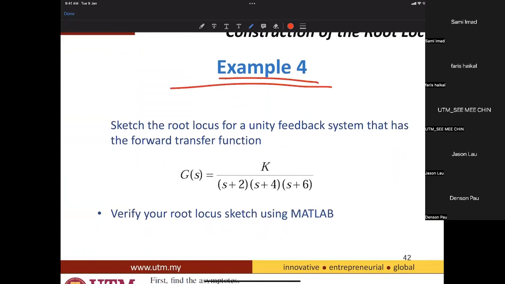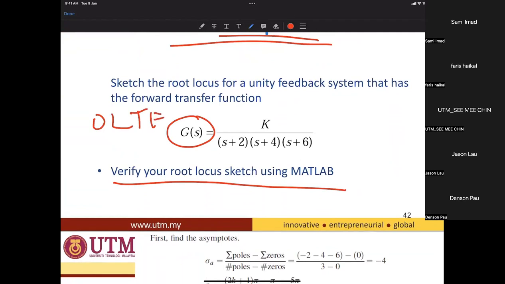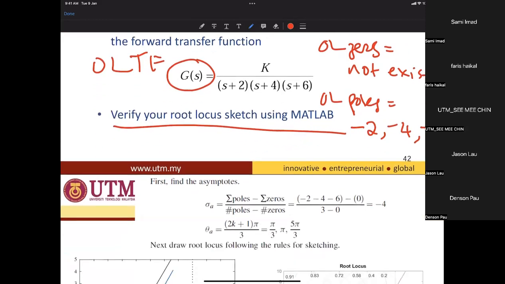Example 4. Sketch the root locus for the unity feedback system shown here, and verify your root locus using MATLAB. So this is the open loop transfer function. What are the open loop zeros? Open loop zeros, 0? No, 0 is a value. Not exist and 0 are two different things. Then open loop poles: -2, -4, -6. Right. Thank you.